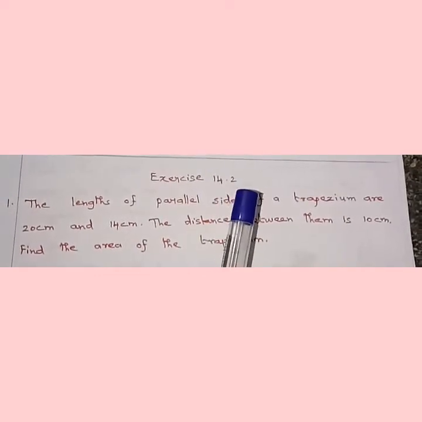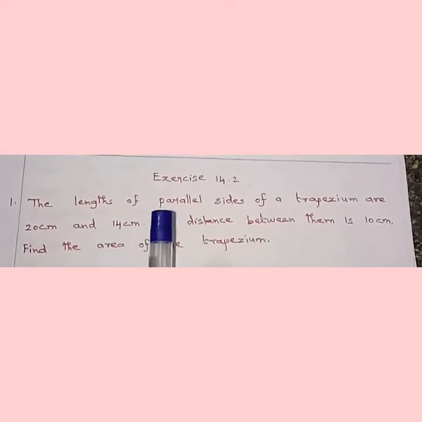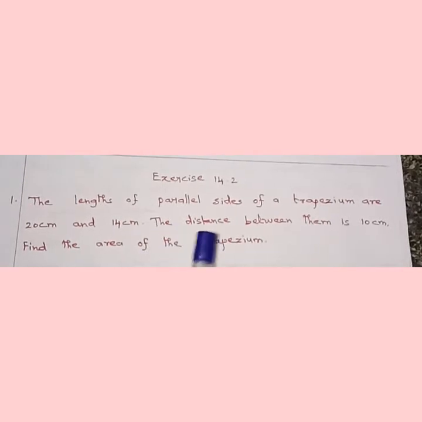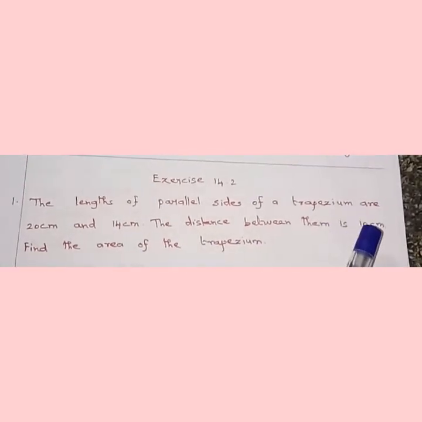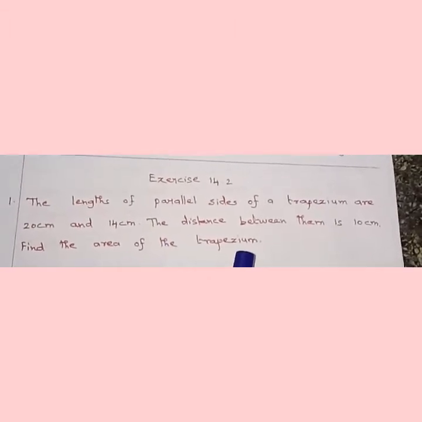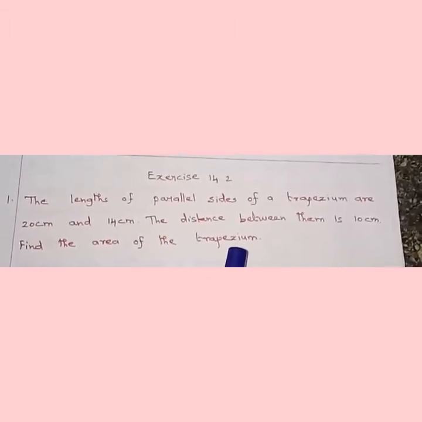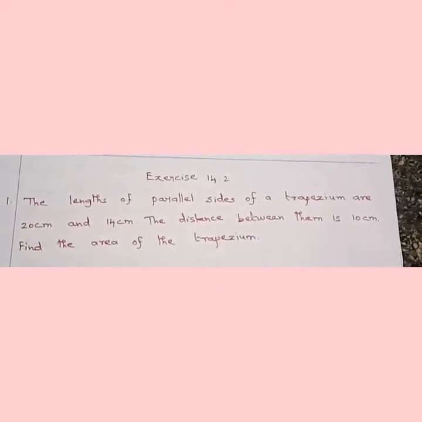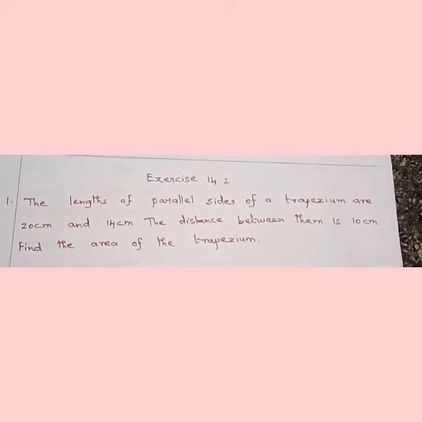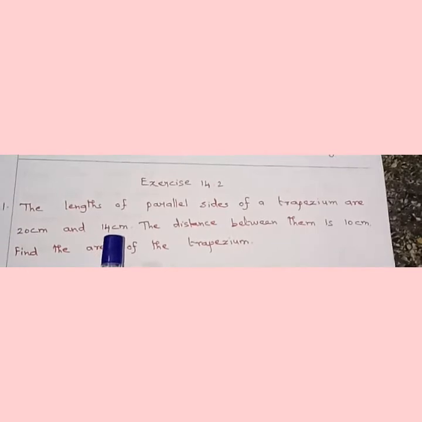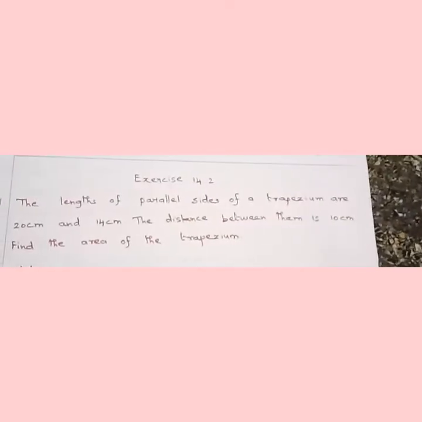Exercise 14.2. The lengths of parallel sides of a trapezium are 20 cm and 14 cm. The distance between them is 10 cm. Find the area of the trapezium. See, listen, what's given? Height is given, that is 10 cm, and the two parallel sides are given. One is 20 cm, another one is 14 cm. Find the area of the trapezium.